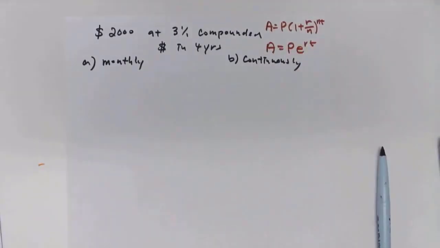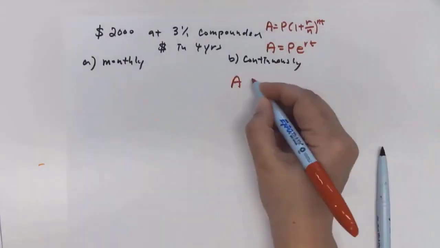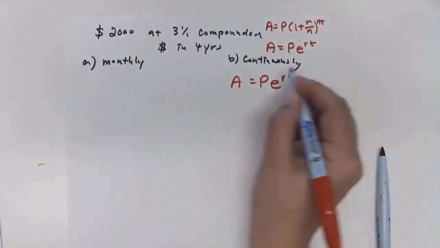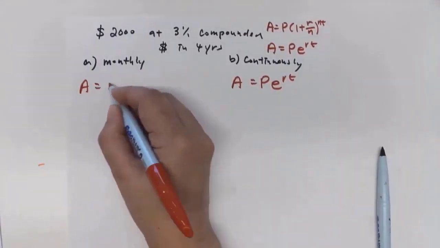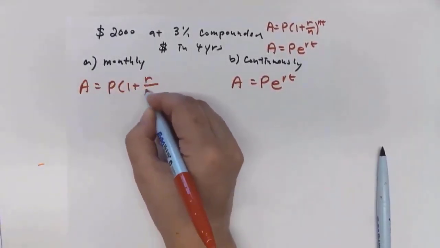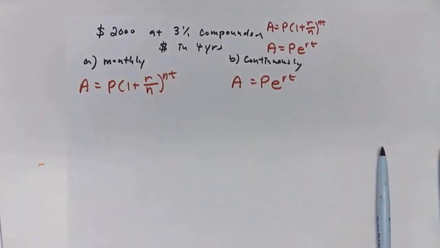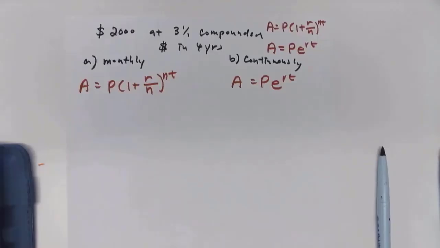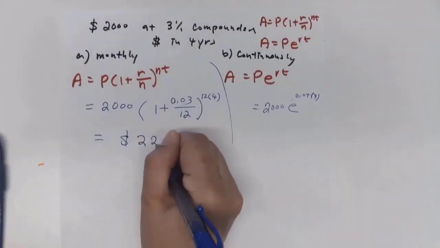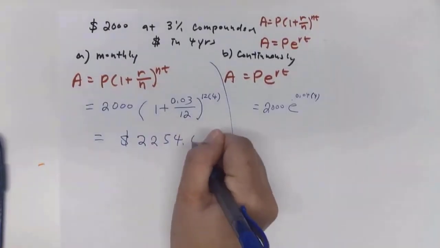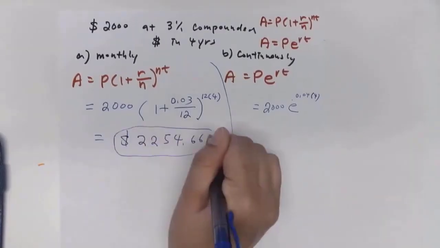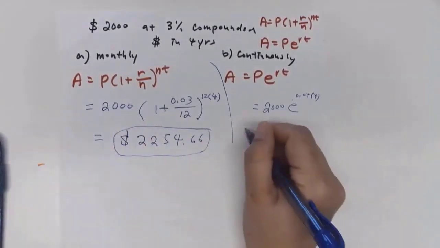Which one do we use for continuously? The Pe^rt one, right? Continuously is Pe^rt. And the other one is for the longer one, (1 plus r over n)^nt. So go ahead and plug in the formula for me, please. And then we can check the answer. Make sure you know how to put in the calculator also. 2,254.66. Okay, if you don't know how to do it, please let me know.